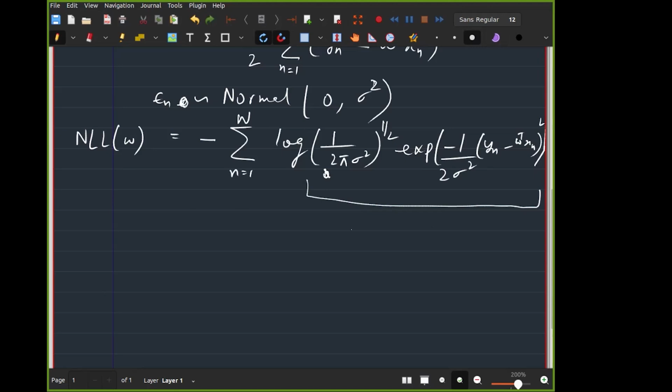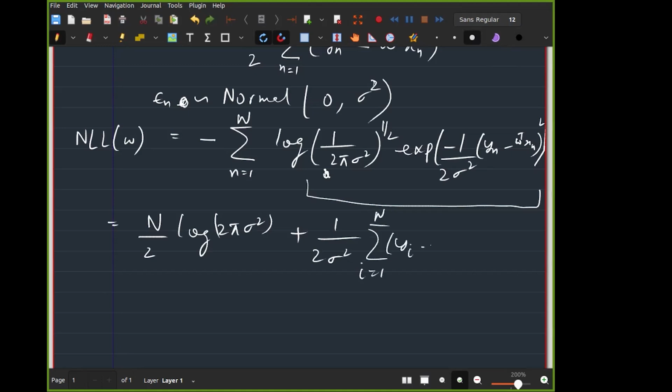If you expand it a bit, you get something like n by 2 log of 2 pi sigma squared, plus, since the log and the exponential cancel out and the minus sign also cancels out, 1 by 2 sigma squared times the sum over i equal to 1 to n of (yi minus w transpose xi) squared.